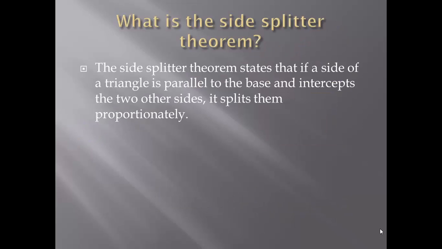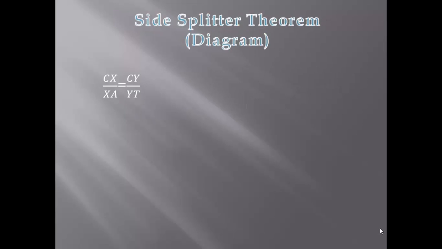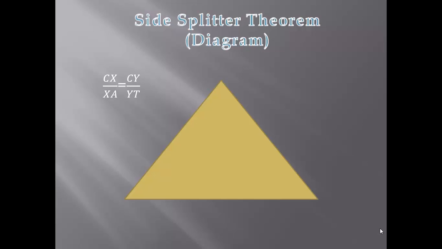So let's start out with a definition. The side splitter theorem states that if a side of a triangle is parallel to the base and intercepts the two other sides, it splits them proportionally, which means that CX over XA will be equal to CY over YT, where the triangle pretty much looks as follows.